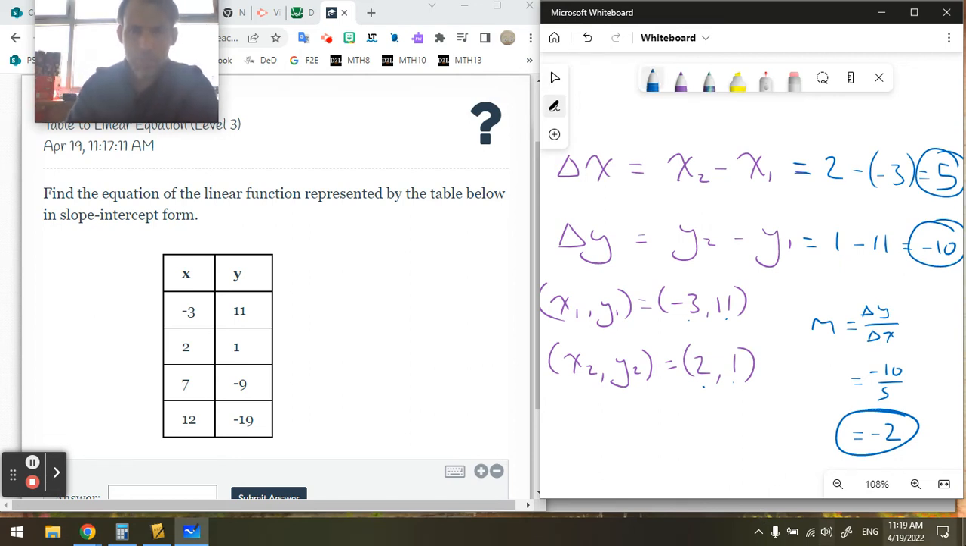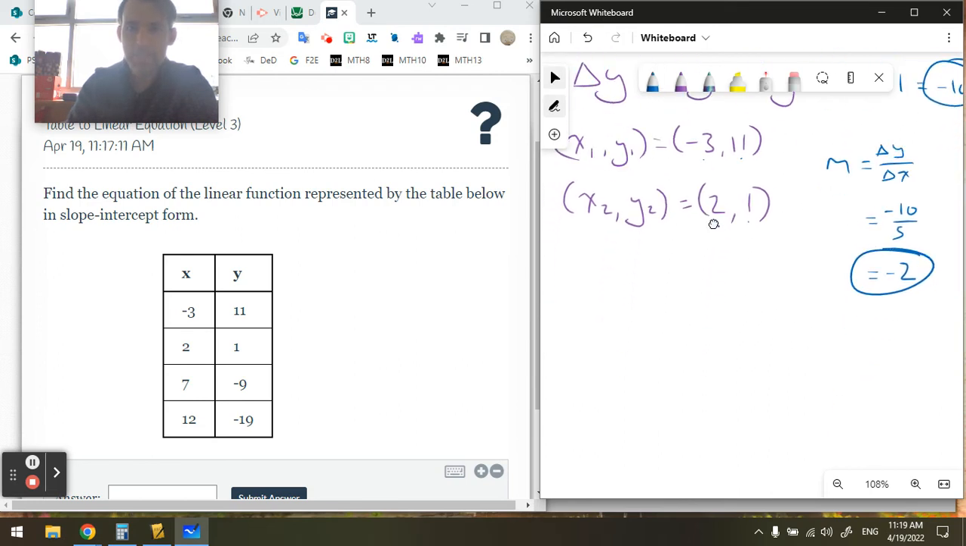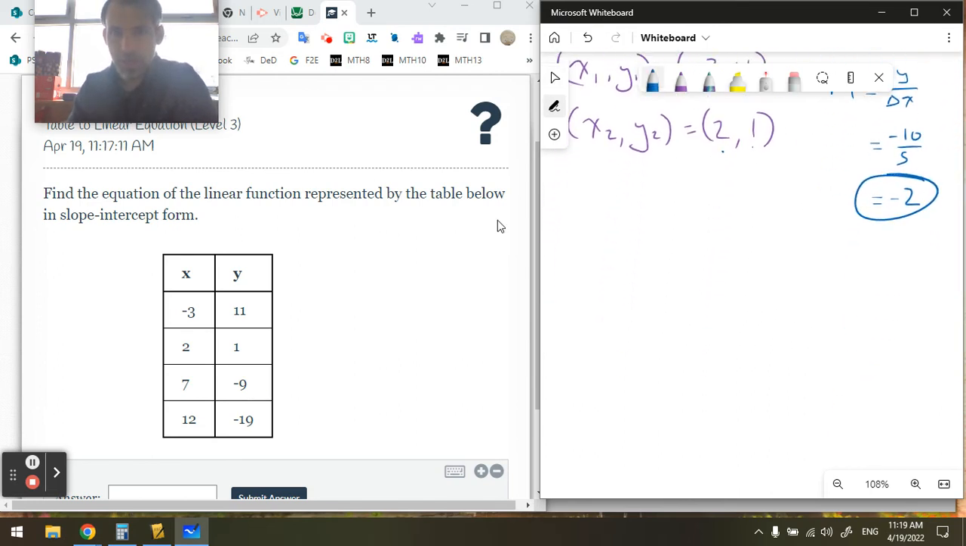So now what do I know about this line? I know that m is minus 2. So the line is of the form y is equal to mx plus b, but I know m, so I have y is equal to negative 2x plus b. All I need to do is find b.